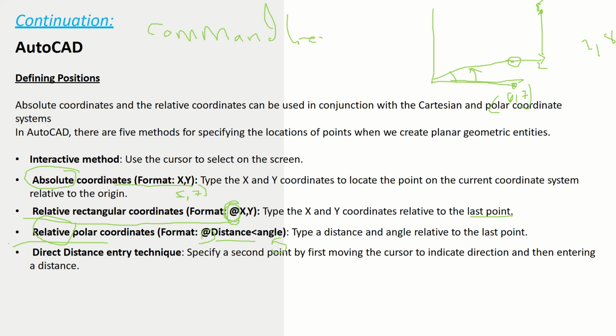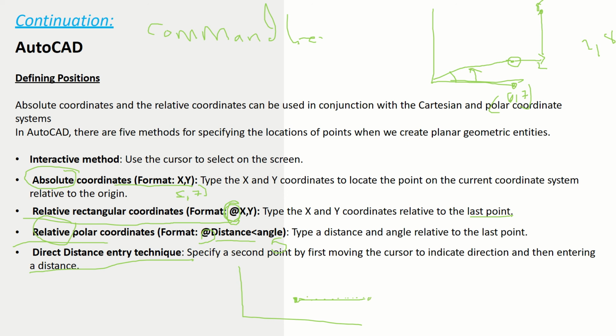Okay, then we have the direct distance entry technique. You specify a second point by first moving the cursor to indicate the direction and entering the distance. What this means is, if this is our interface, you put your first point, right? Now, whenever you put your first point, you need to specify the direction. What do they mean? You either move your cursor to the left, here, here, here, or there. Whichever direction you move your cursor to, and if you stop here and type in a distance, the line will be drawn to there.